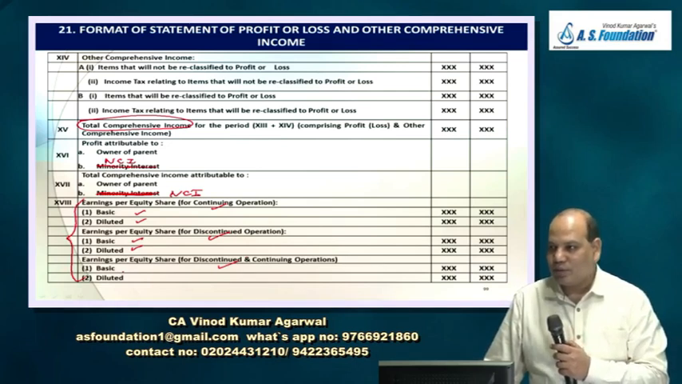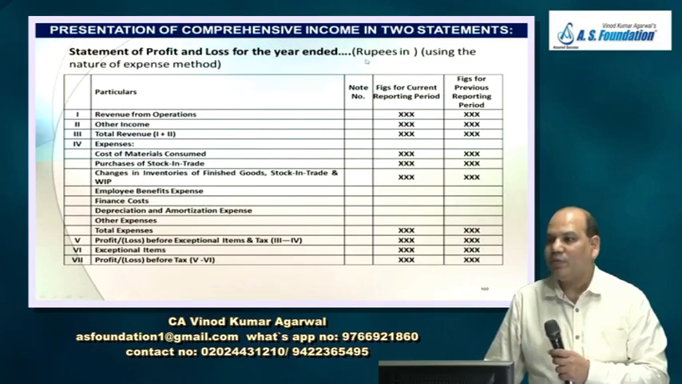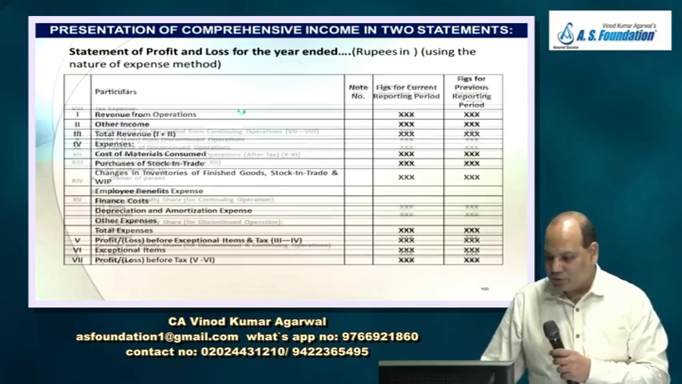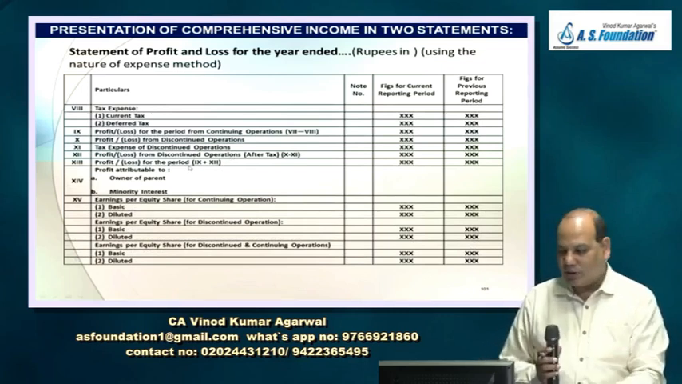Do you know the number? No, we don't remember. Anyway, presentation of comprehensive income in two statement format now. Two statement format means the first format will be called statement of profit or loss for the period. I'm not reading now. It is same up to profit or loss for the period. Up to para 13 it is same.